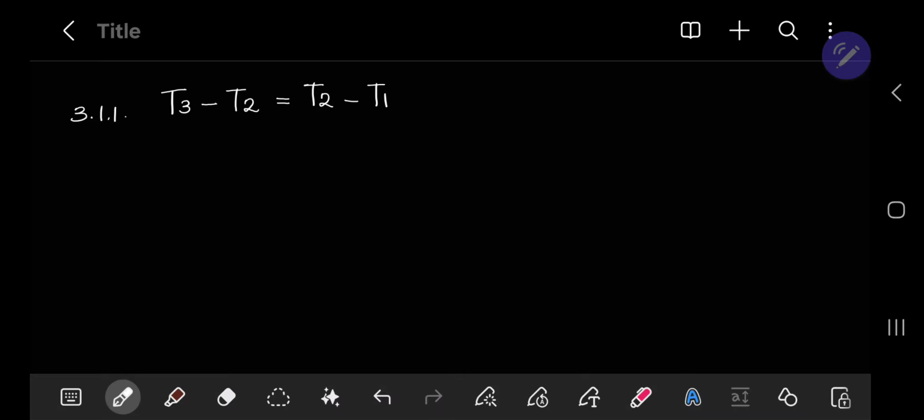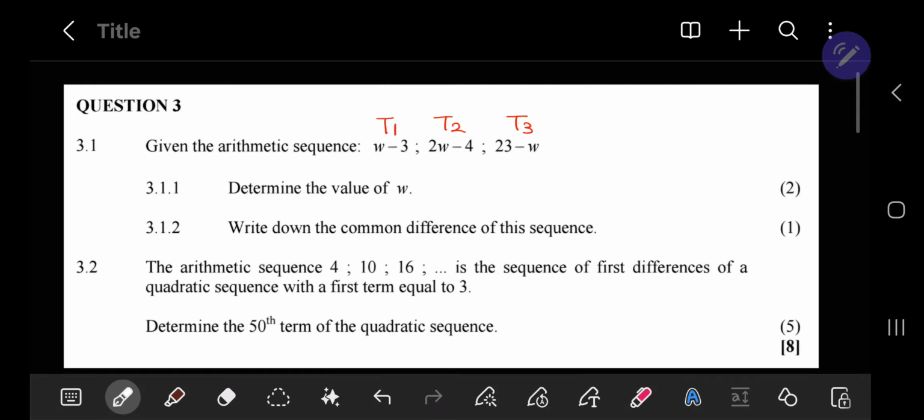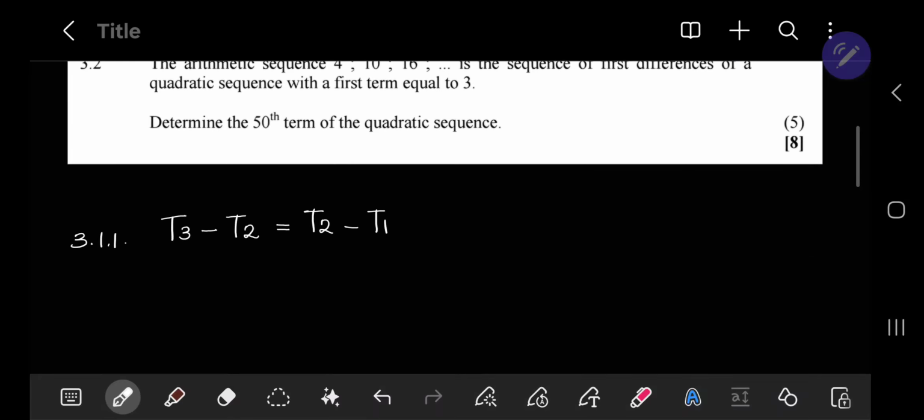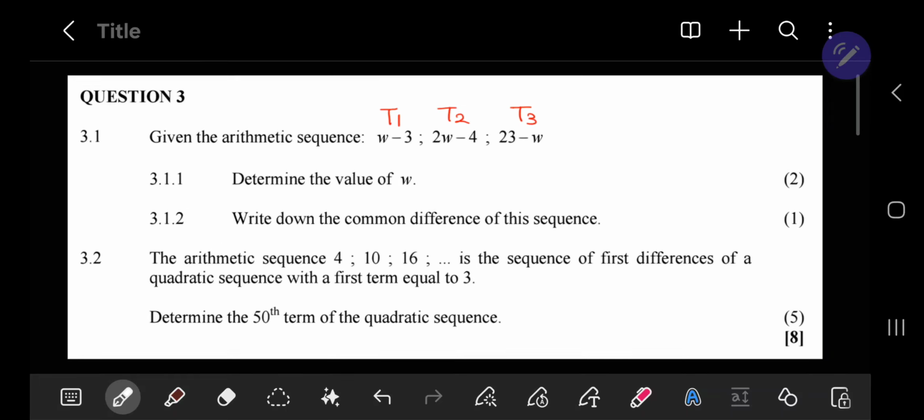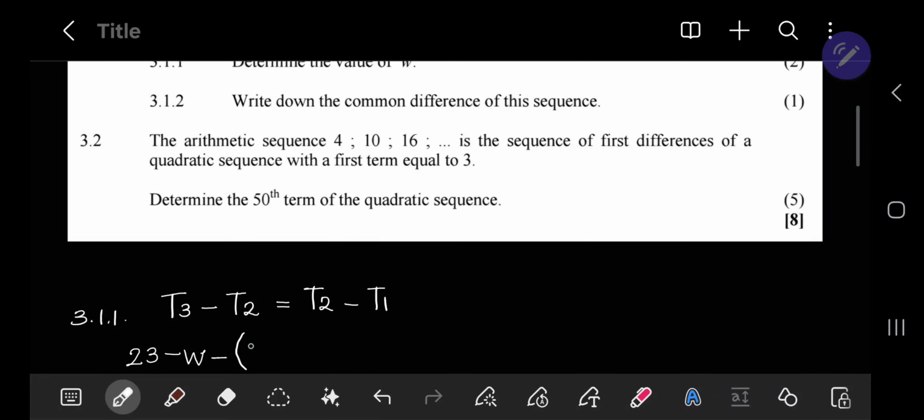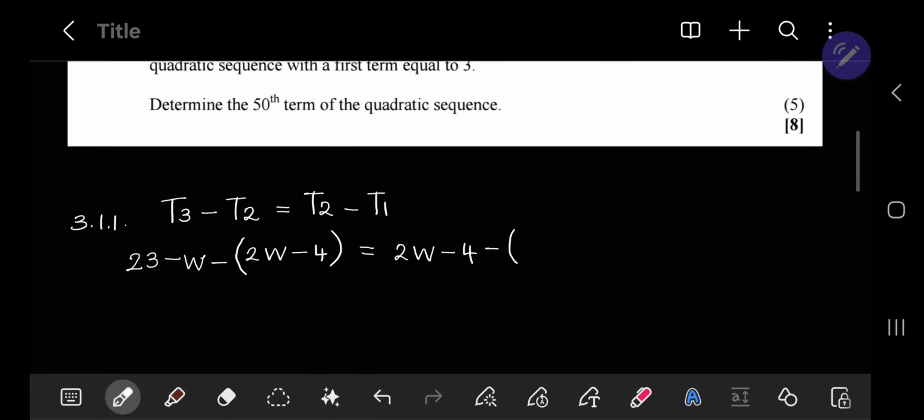So here is our formula. Now substituting accordingly, term 3 is 23 minus w. Then we've got a minus, and I'm going to put term 2 in a bracket, which is 2w minus 4. So on the right hand side, we've got 2w minus 4 minus term 1, which is w minus 3. And all we have to do from here is work algebraically until we solve for w.